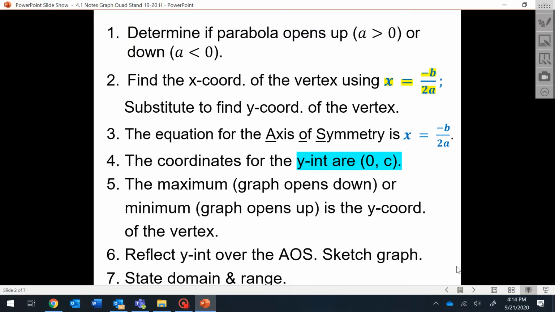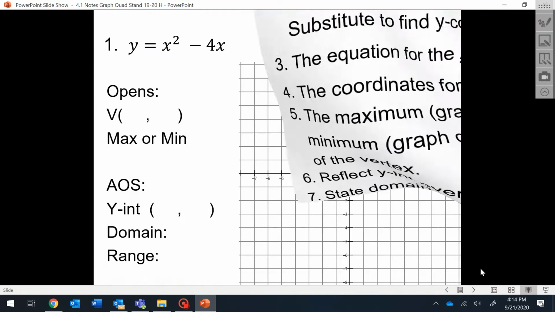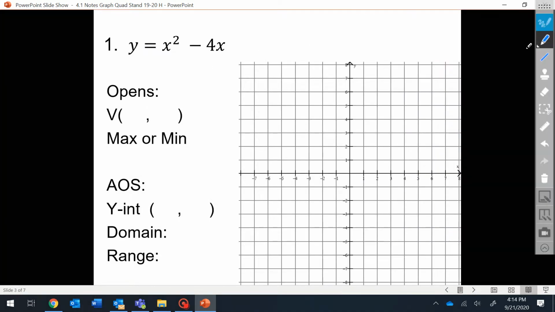Alright, so let's look at how exactly this works. So first we determine the a, b, and c values. They are very important. A is the coefficient of x squared, it's 1. B is the coefficient of x, it's -4. And c is the constant, which isn't there, so it's 0.